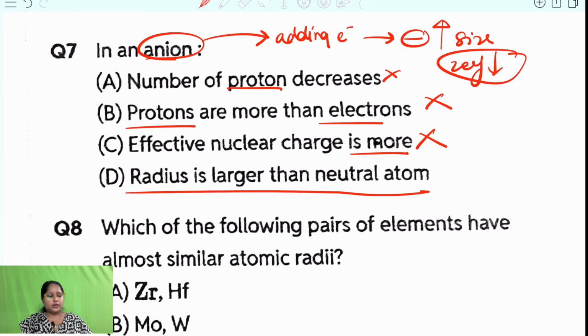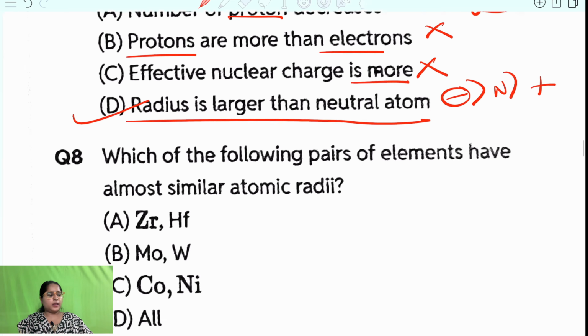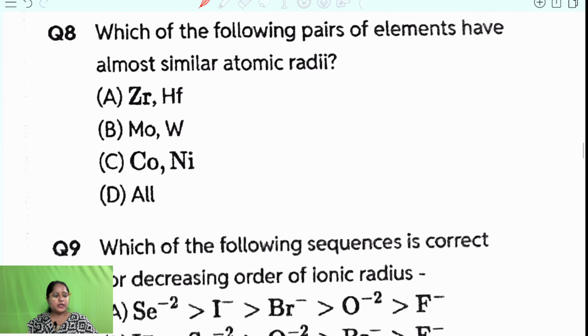Radius is larger than neutral. Just now I have told you, negative, neutral, positive. Those who are not understanding this negative, neutral, positive, I have made so many tricks on this, so just go to my shorts and you will see I have made detailed lectures there. Detailed in the sense it is just 1 minute only, but you will be able to understand everything. My 1 minute lecture is also detailed enough to understand each and every concept clearly.